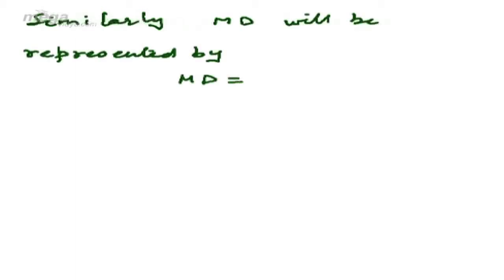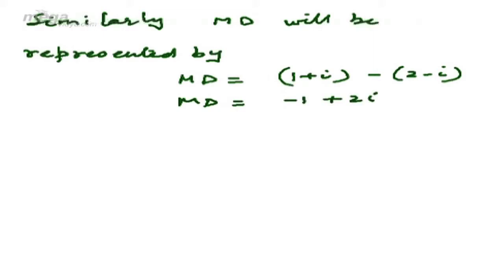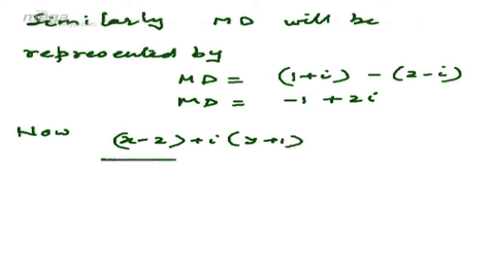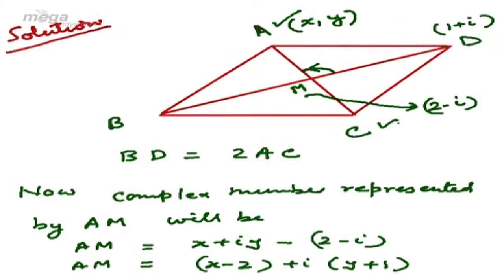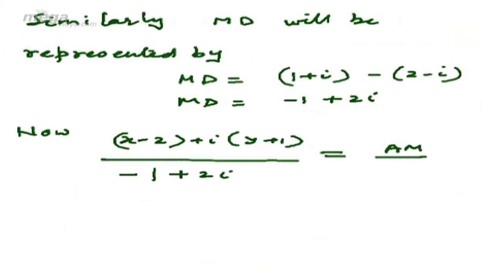Similarly, MD will be represented by 1 plus i minus 2 minus i. That will become MD equal to minus 1 plus 2i. Now, the final position, that is x minus 2 plus i times y plus 1, divided by the initial position, that is minus 1 plus 2i, is equal to the length of the final position, that is AM, divided by MD, into e to the power i pi by 2. Because pi by 2 is the angle through which we rotated the MD line in the direction of AM.